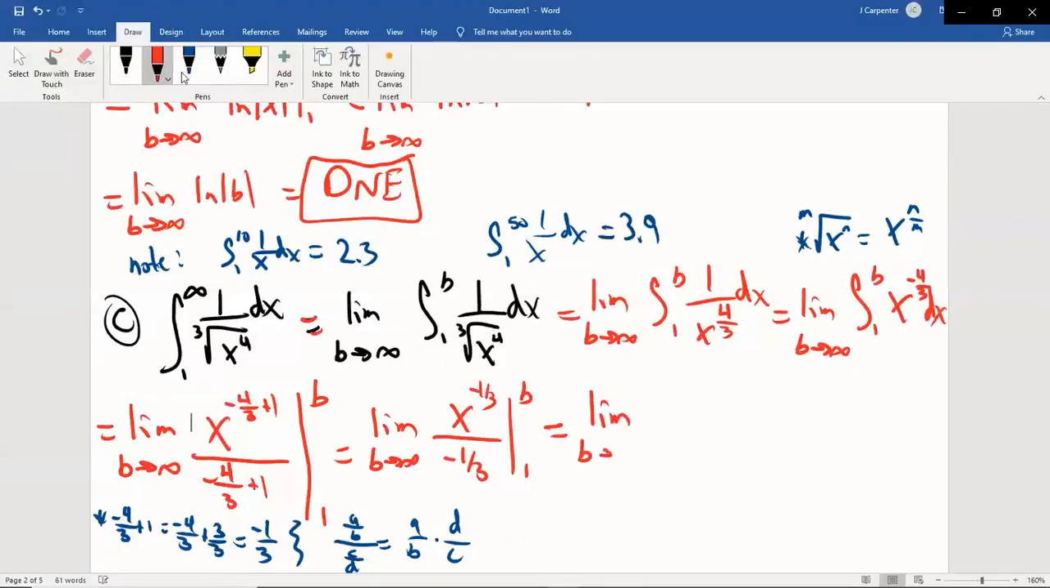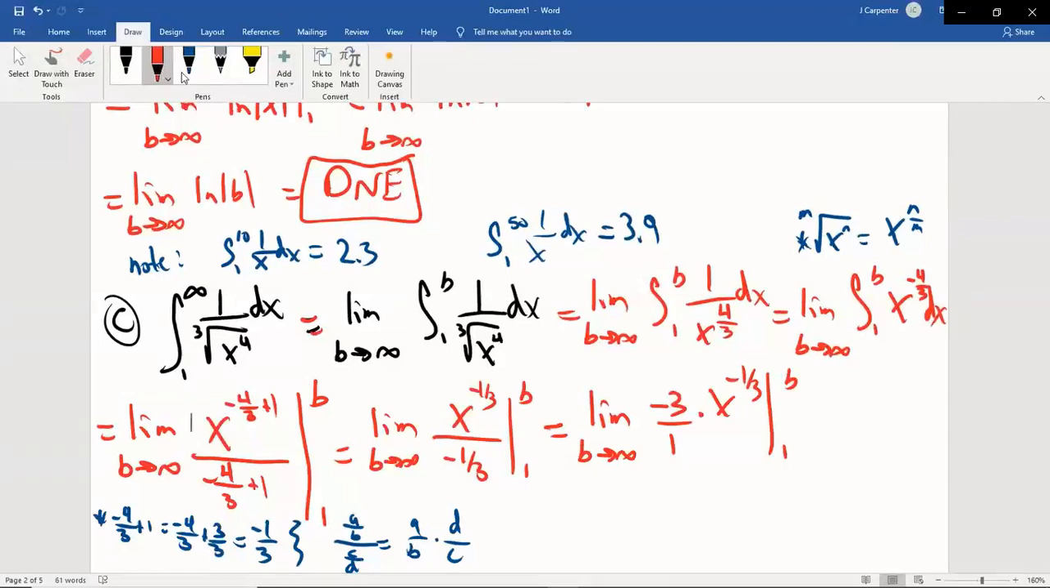Limit as b goes to infinity of -3/1 times x to the -1/3, evaluated from 1 to b. Clearly, we don't have to show the 1 in the bottom. 3 divided by 1 is 3. But now that we're getting to the point where we want to start evaluating these, we don't like this version anymore. We can do the math with this version, but nobody thinks this way. We all think in radicals, but we have to change and do computations with rational exponents.